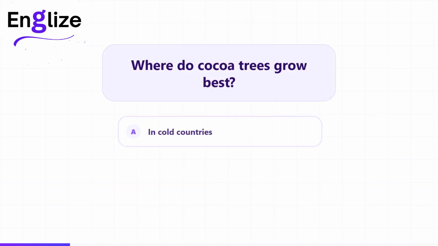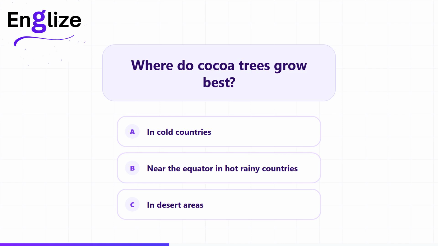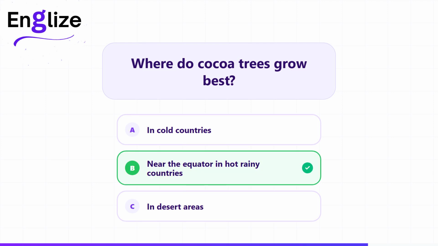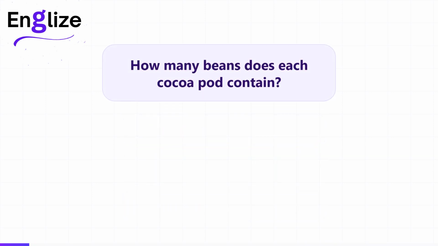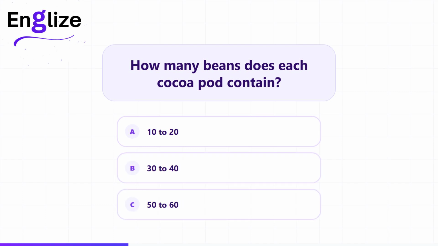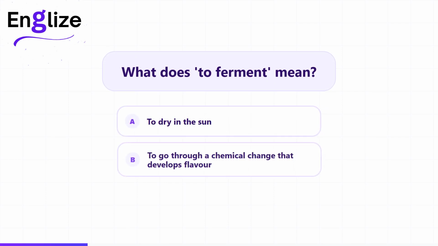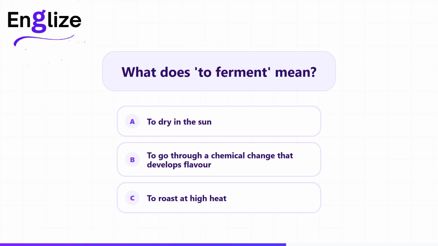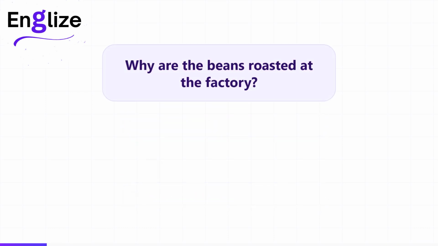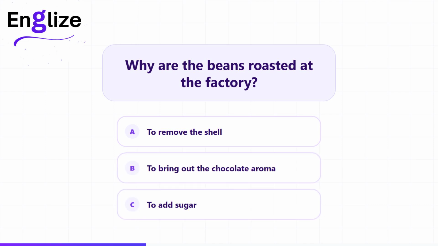Where do cocoa trees grow best? How many beans does each cocoa pod contain? What does to ferment mean? Why are the beans roasted at the factory?